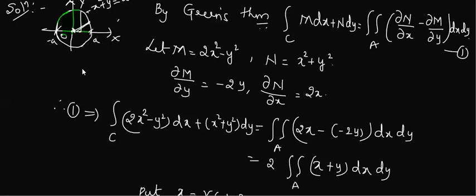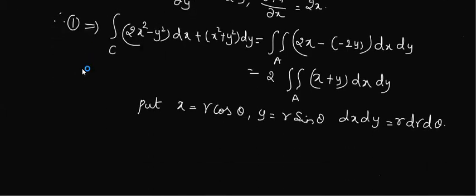r is the radius vector, right? If I just take here, somewhere, this value lower limit lies at the origin, and upper limit lies on the circle. What is the value of r? a. Correct? Isn't it the radius? You know the relation x square plus y square is r square. If you convert it, r square is a square, means r is a. r varies from 0 to a.